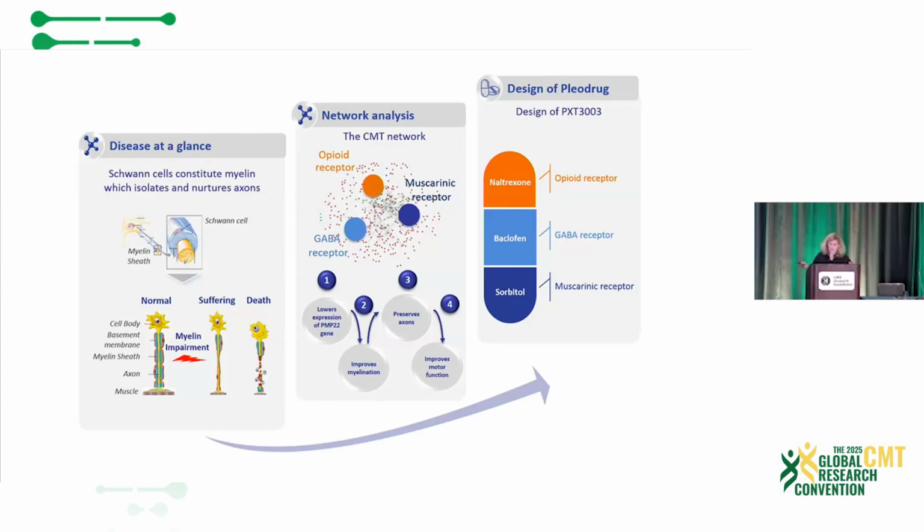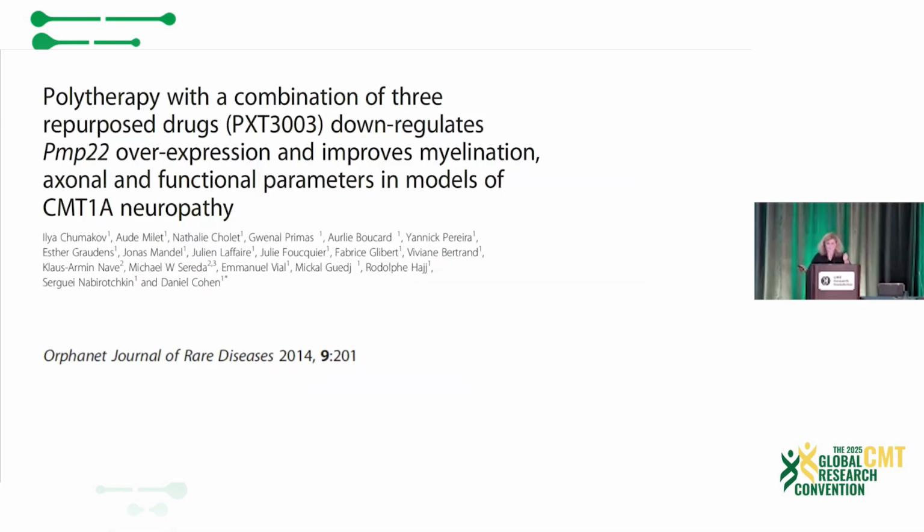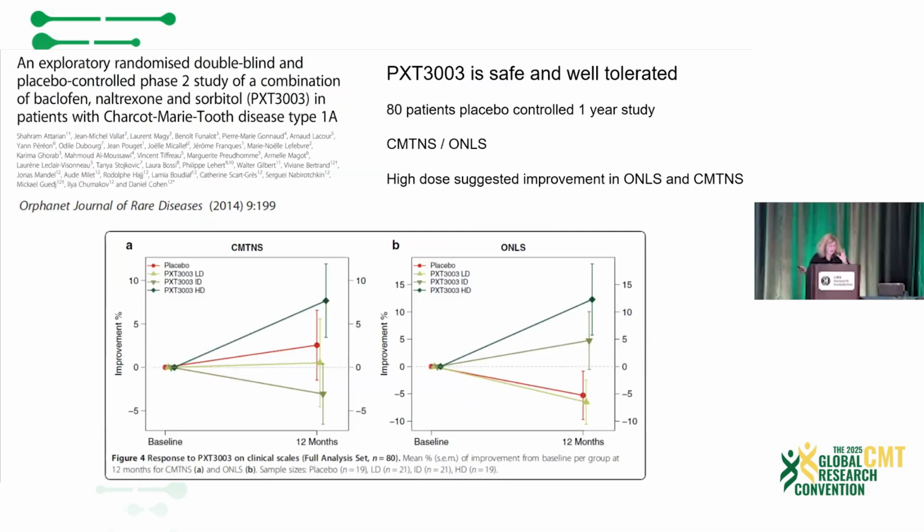And they came up with this drug with an opioid, GABA receptor, and sorbitol. Initially, the animal study was positive. The phase 2 study was hopeful, but the outcome measures they were using were not great. And that wasn't their fault. It's what the FDA was saying they had to use.